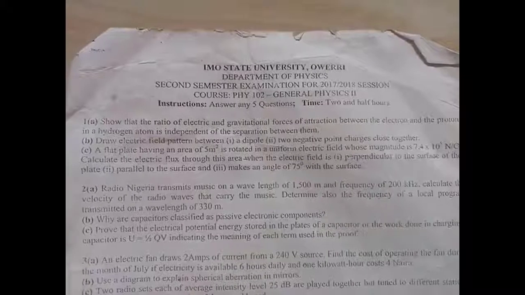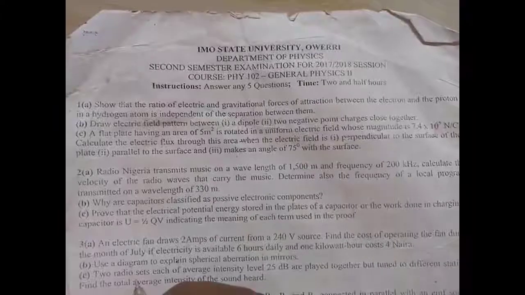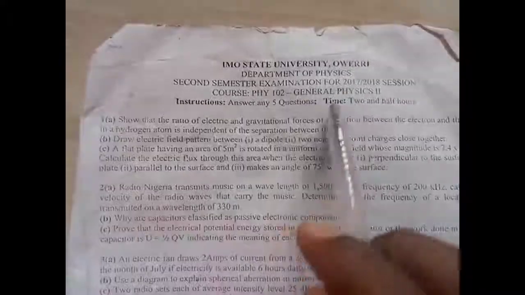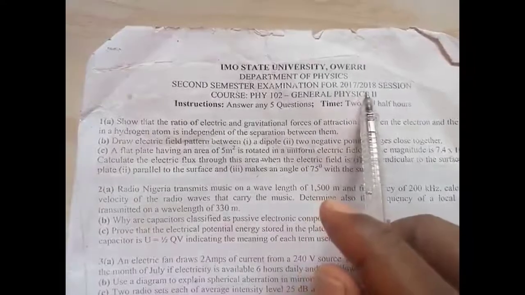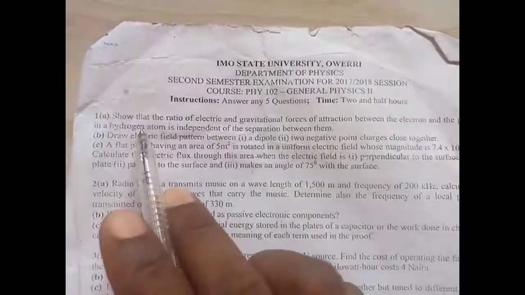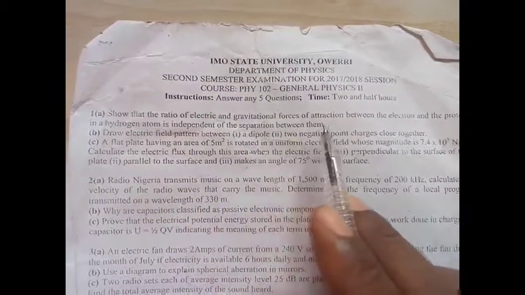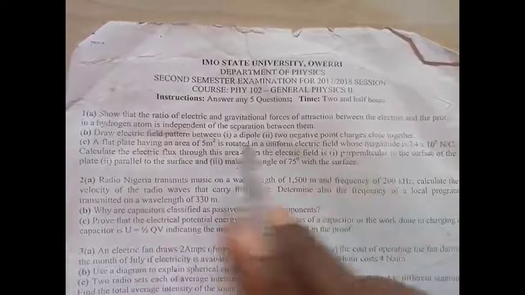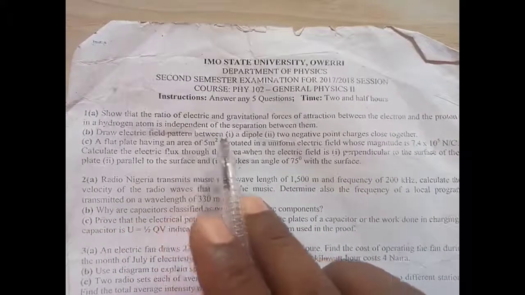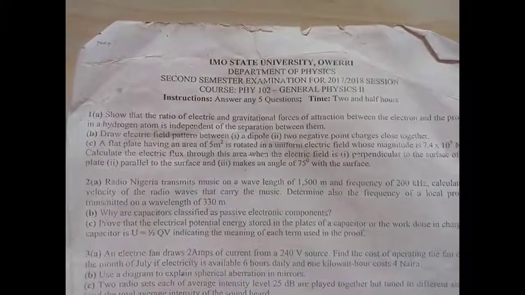In this video, we want to prepare a solution set for Imo State University Physics 102, that's the general physics. Now, the section is 2017-2018 section. So here we go. The first one says, show the ratio of electric and gravitational forces of attraction between electron and the proton in a hydrogen atom is independent of the separation between them. So we want to show that.